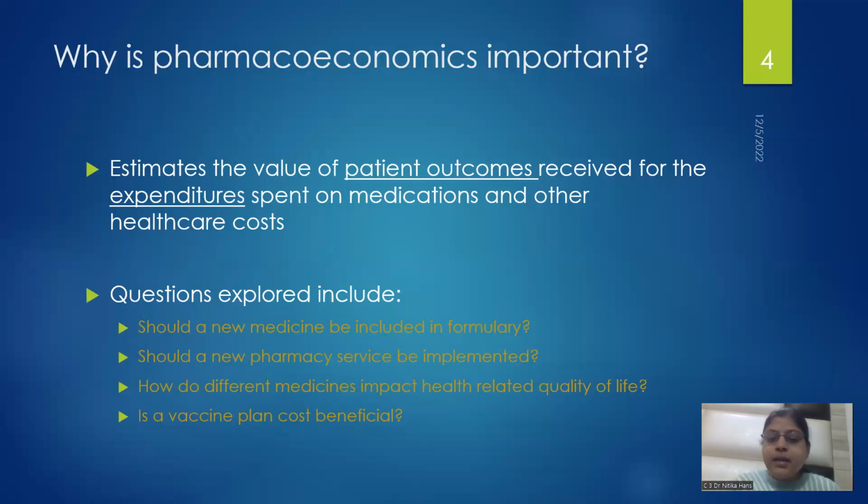How do different medicines impact health-related quality of life? That means how the medicines affect the quality of life of the patient, whether it improves the quality of life or not, whether the disease has been cured, whether there's a reduction in the blood pressure, whether there's a reduction in the glucose levels in the body, whether the peptic ulcers have been healed or not. And is a vaccine plan cost beneficial? If a vaccine has been discovered to prevent any particular disease, its cost is beneficial or not.